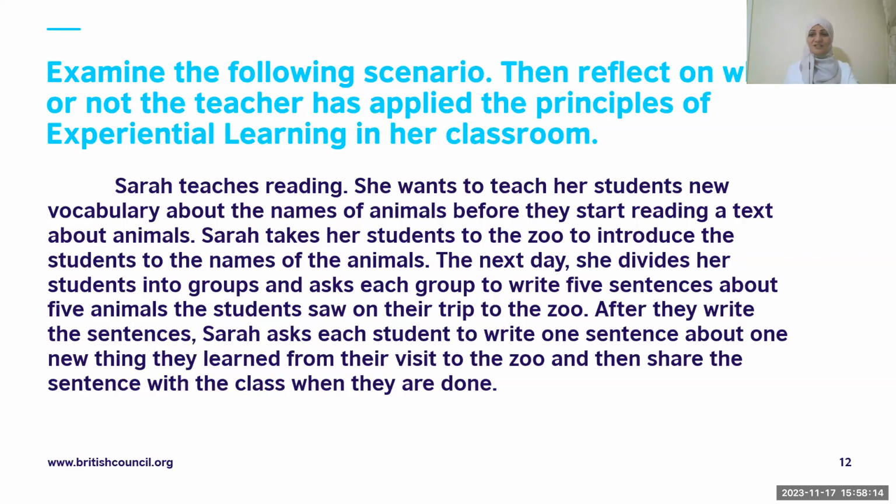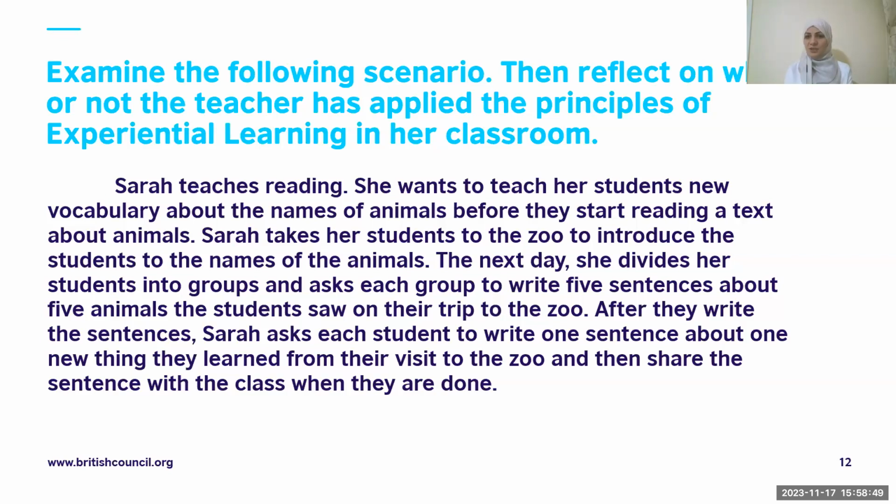It's an introduction activity. So instead of Sarah putting the names, the vocabulary on the board and asking the students, okay, repeat after me. This is a panda, this is a zebra. Instead of that, she takes them to the zoo. And then they look at the animals. The next day, she divides her students into groups and asks each group to write 5 sentences about 5 of the animals that they saw in their trip to the zoo.